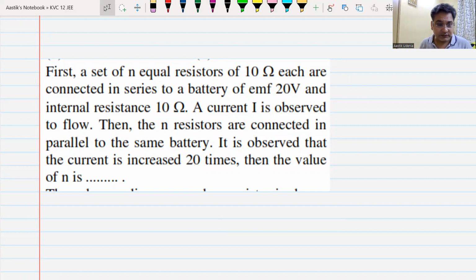A set of N equal resistors of 10 ohm each are connected in series to a battery of 20 volt and internal resistance 10 ohms. A current I is observed to flow. Then N resistors are connected in parallel to the same battery. It is observed that the current increased 20 times. What is the value of N?